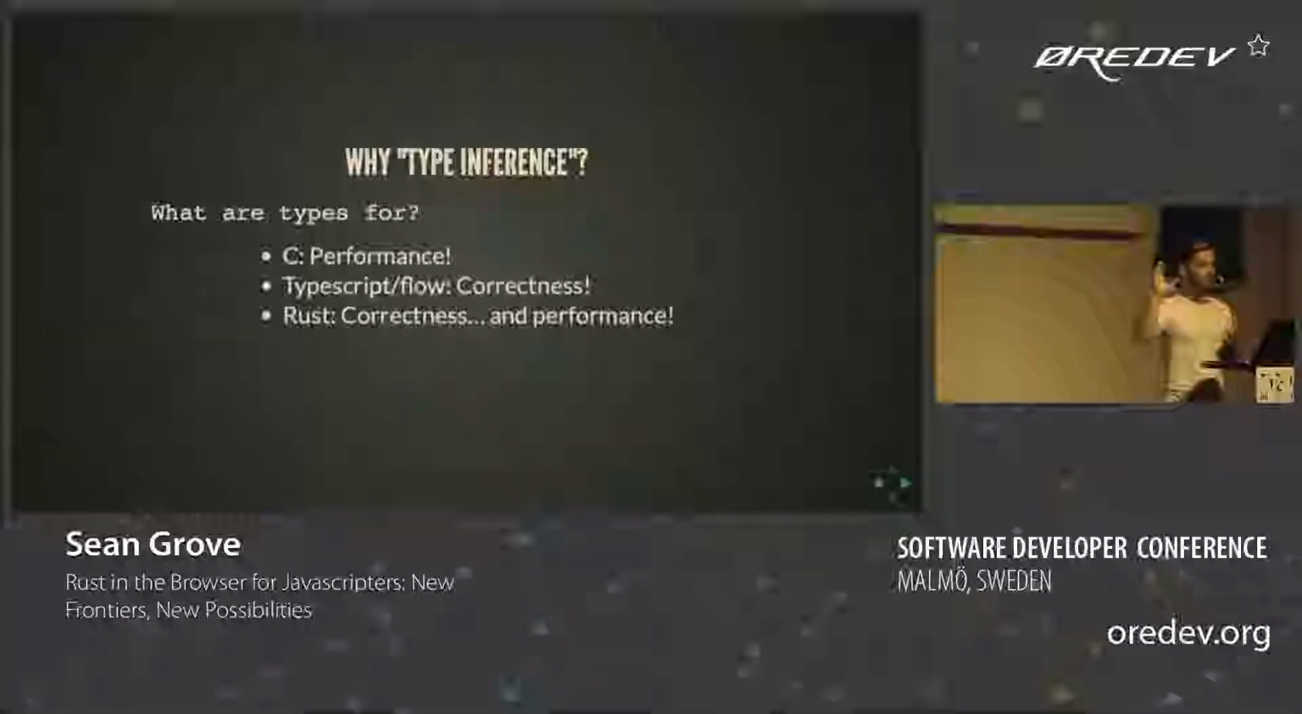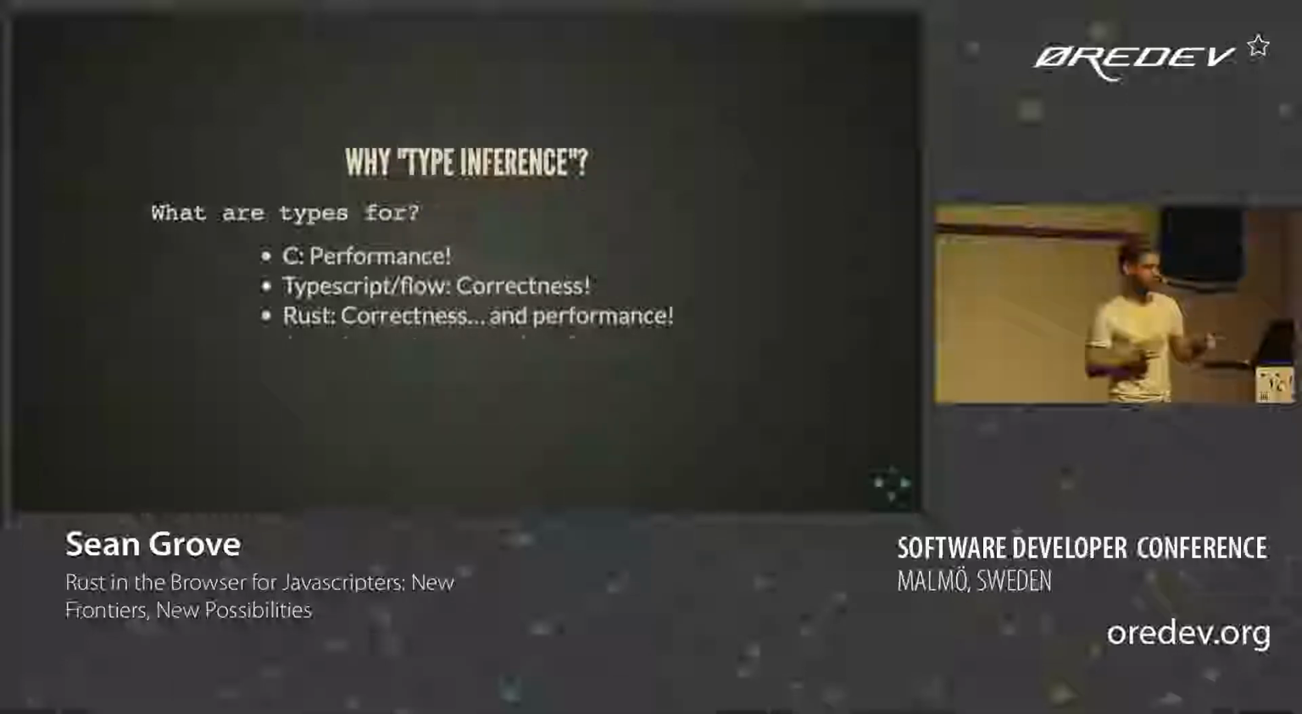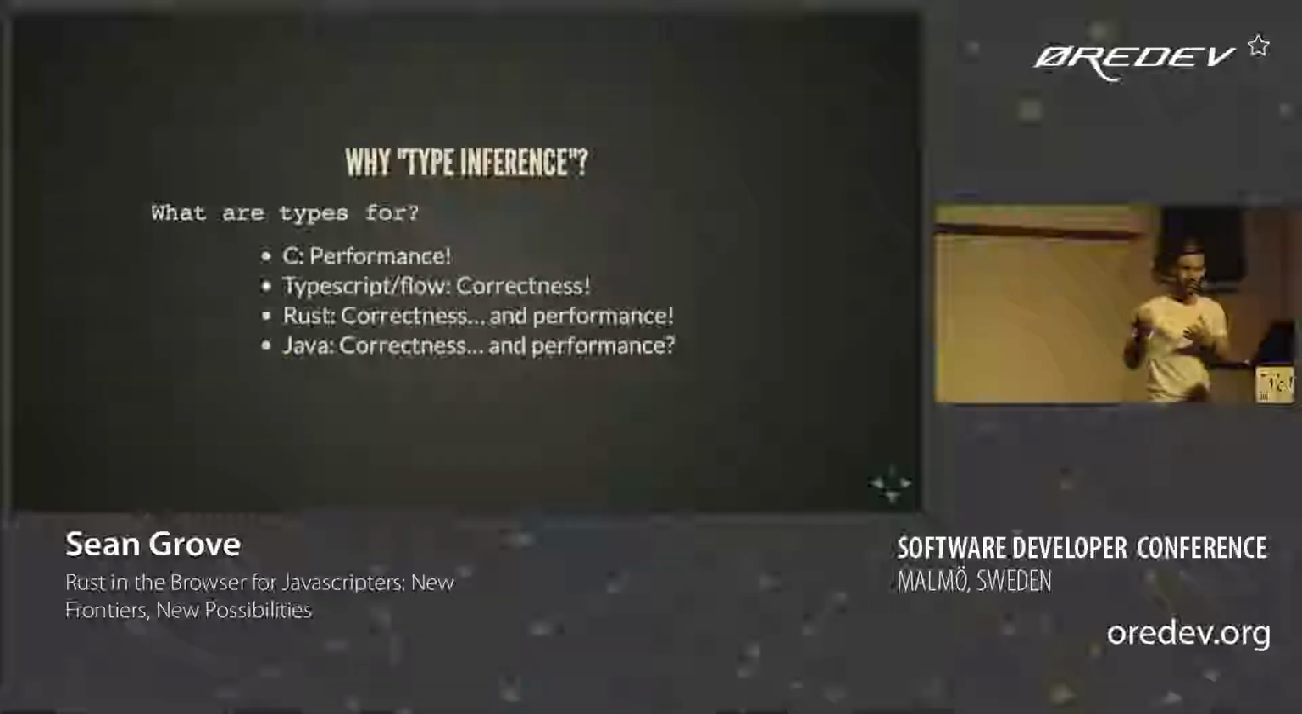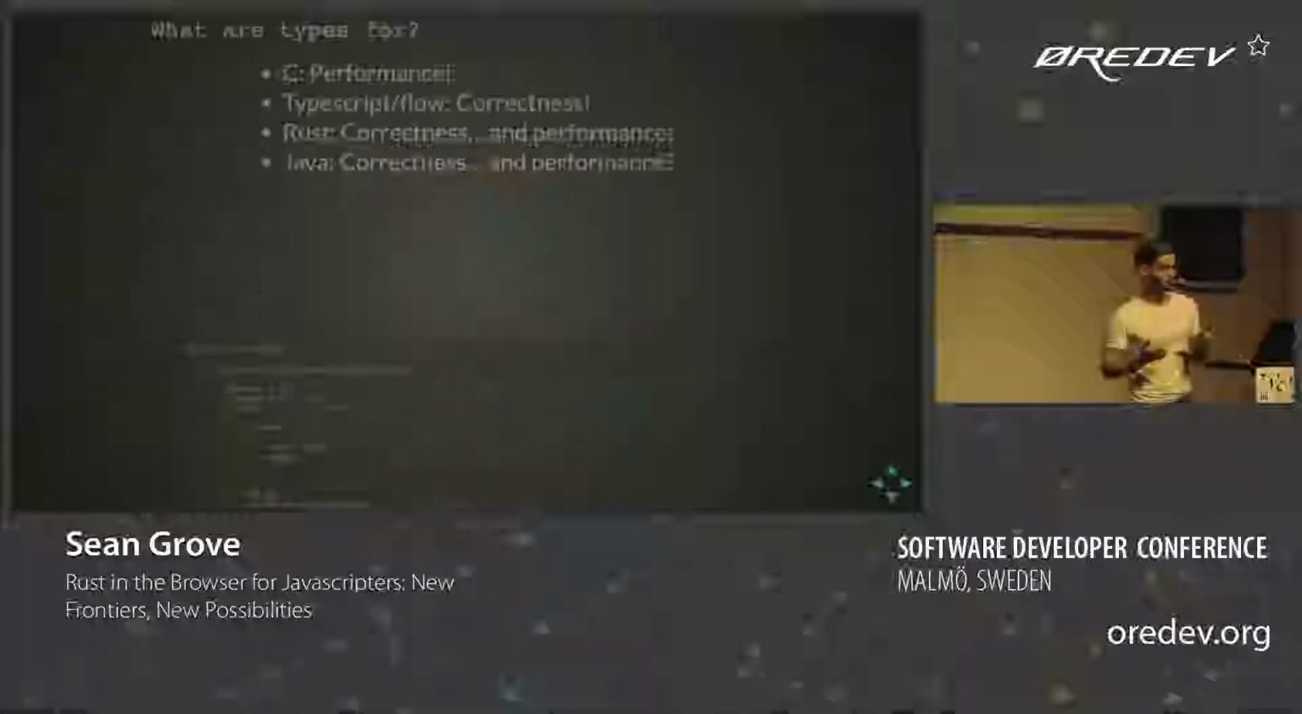And with Rust, we kind of want both of these things. We want to make sure that we're not making mistakes either at a low level or a high level, and we still want to be able to control how our data structures are laid out so that we can maximize the performance wherever we find it's necessary. But there's another language that also has types for performance and for correctness, and that's Java.